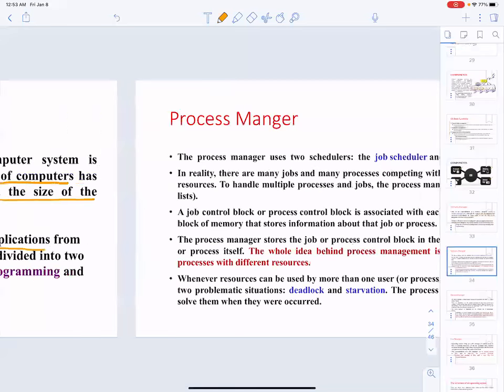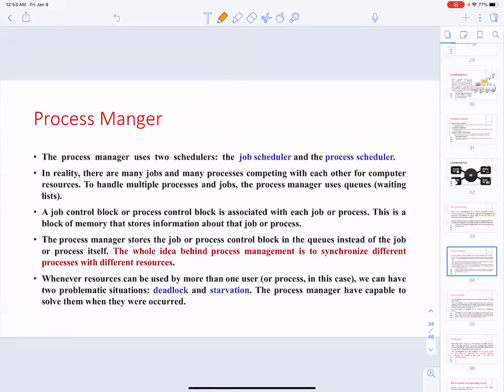The second manager, as a part of the operating system, which we will talk about a lot in this semester, is the process manager. The process manager is another sub-manager facilitated by the general operating system manager, and it is responsible for managing the processes, in other words, scheduling the processes.